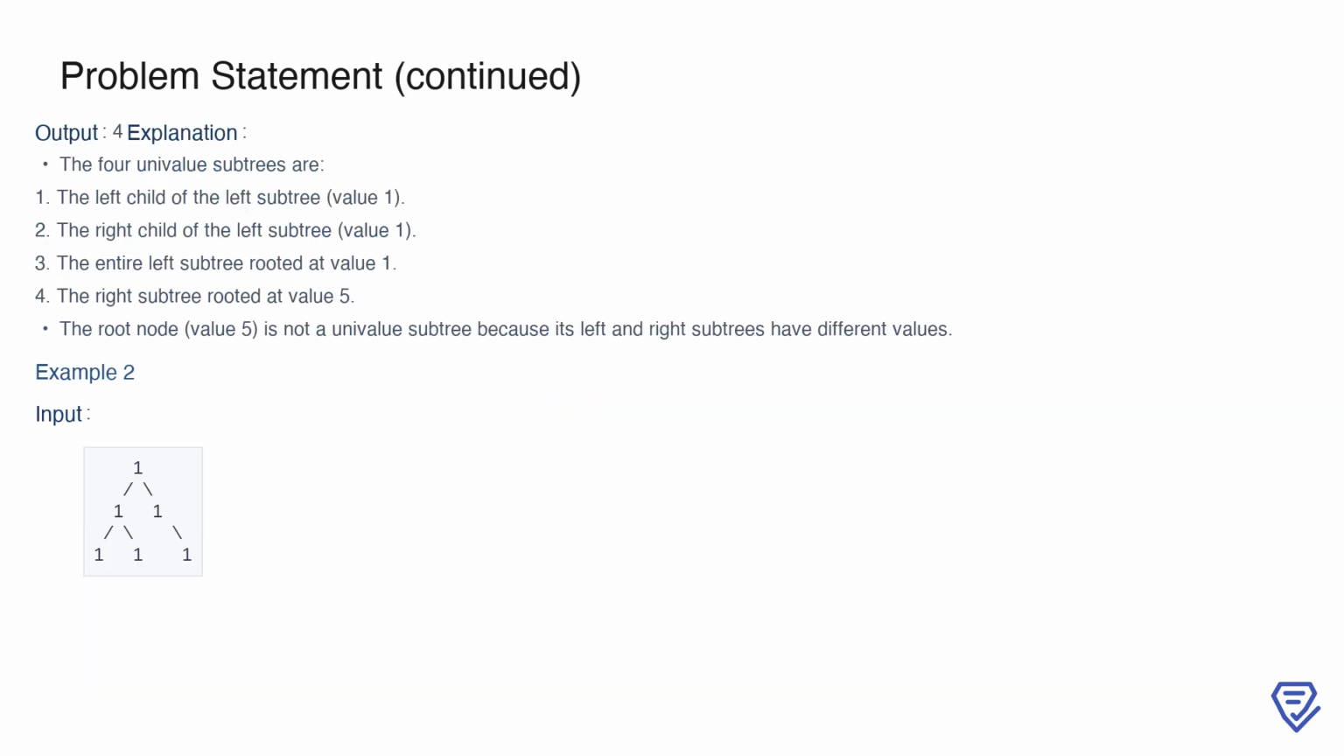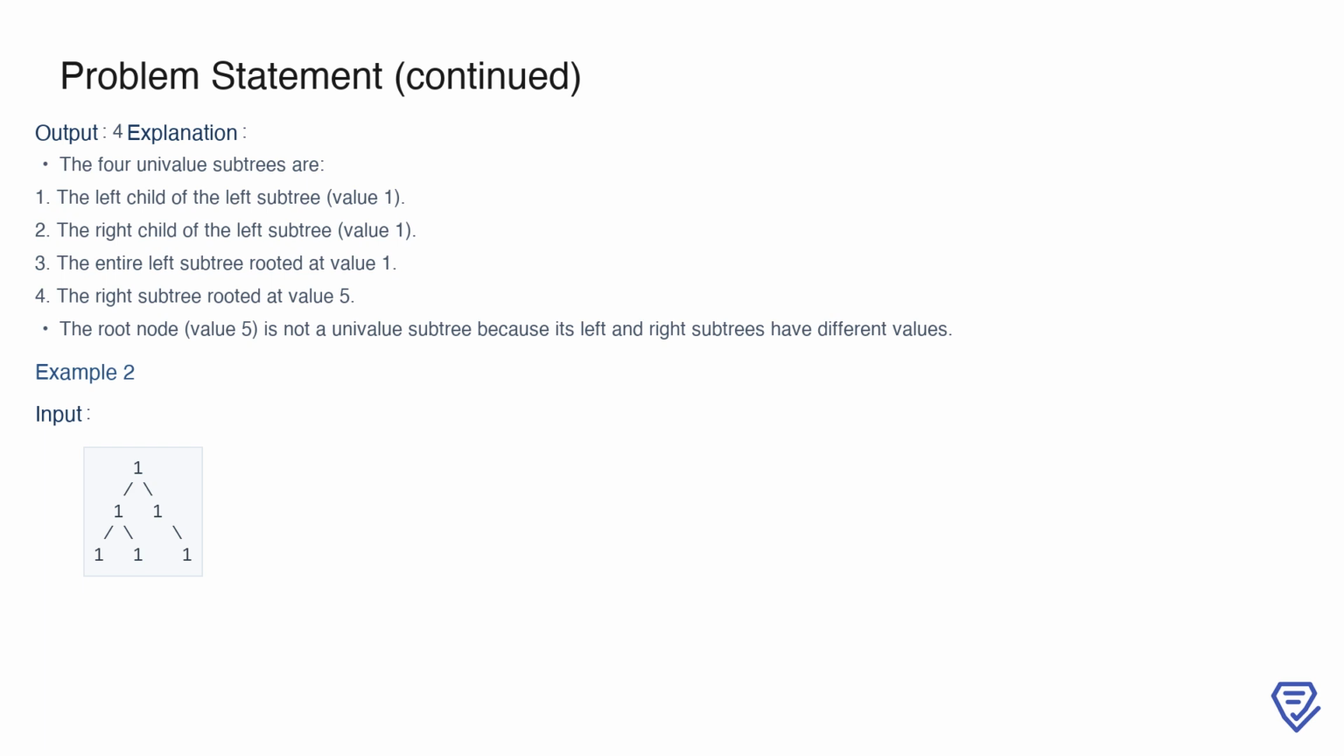Here, we see the output and explanation for the first example. The output is 4, as there are 4 univalue subtrees in the given tree. These include the left child of the left subtree, the right child of the left subtree, the entire left subtree rooted at the value 1, and the right subtree rooted at the value 5. However, the root node itself, with a value of 5, is not a univalue subtree. This is because its left and right subtrees have different values, breaking the univalue condition.